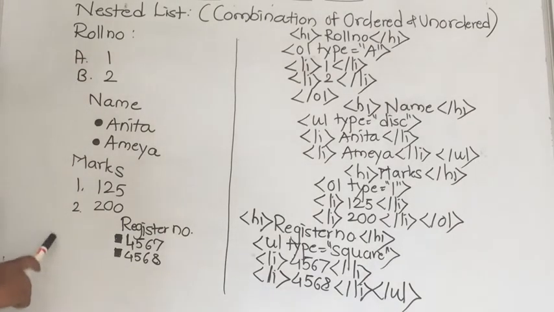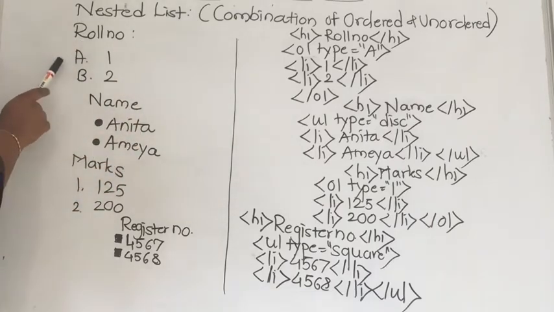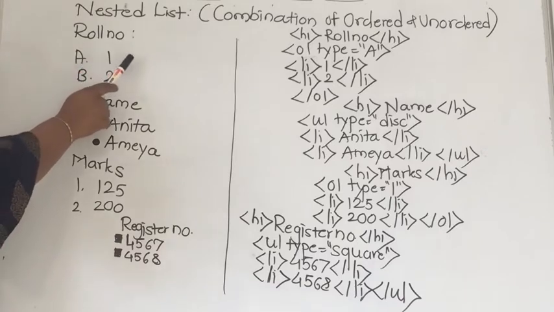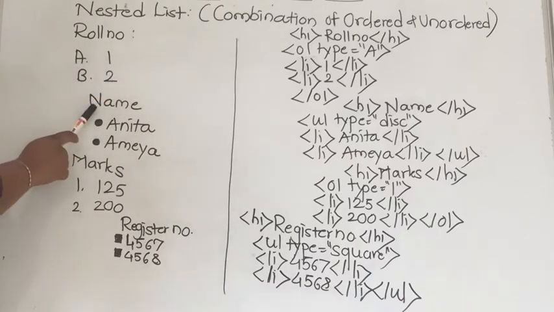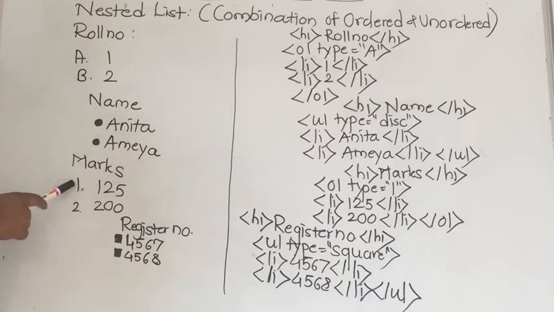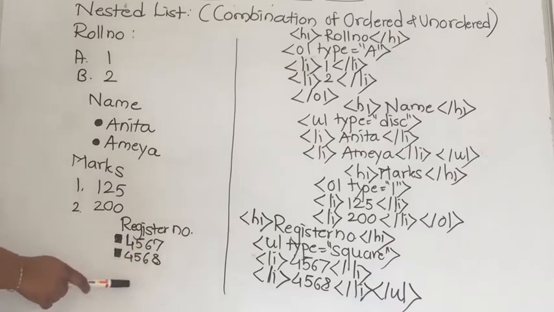Suppose this is my example and the code I have written is on the right hand side. Here the roll number is defined by A, B, and the roll numbers are 1 and 2. Then I have given name, but now name is in another form, which is an unordered list, of type disk. Third one is marks, which is again in the form of 1 and 2, 125 and 200, these are the list items. And the last one is register number, where the type I have defined is square. So here square type 4567 and 4568, these are the register numbers. Now let's go through the example.